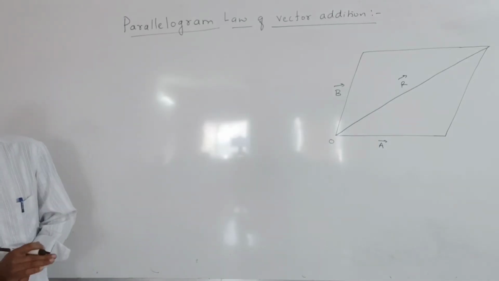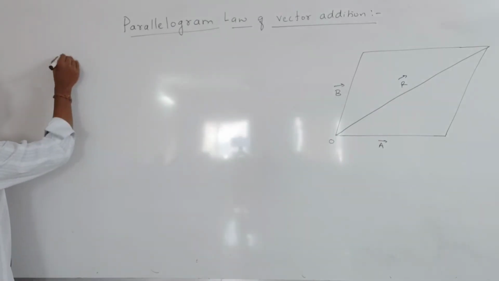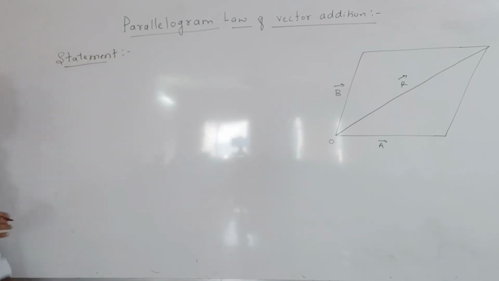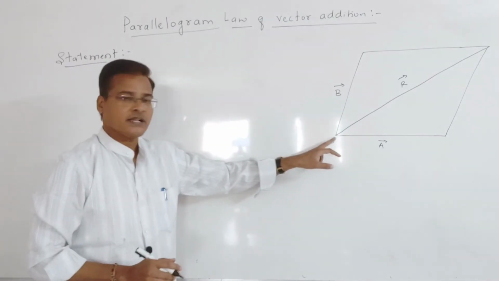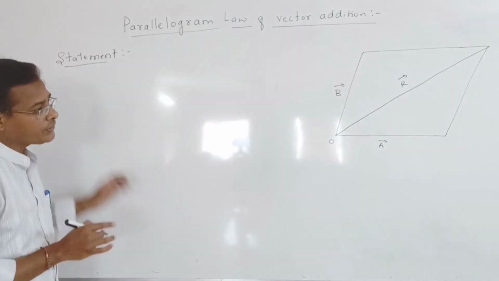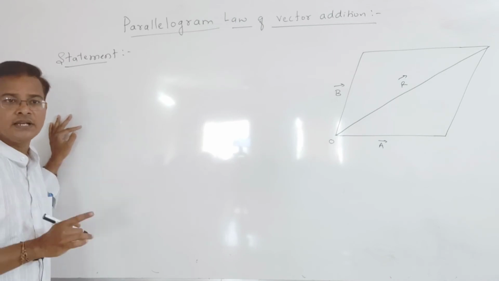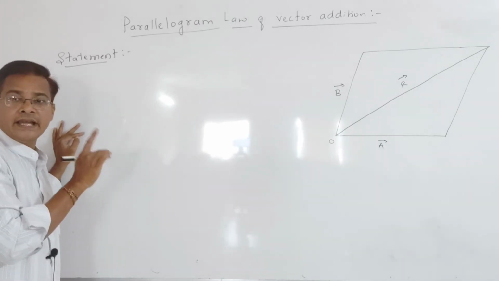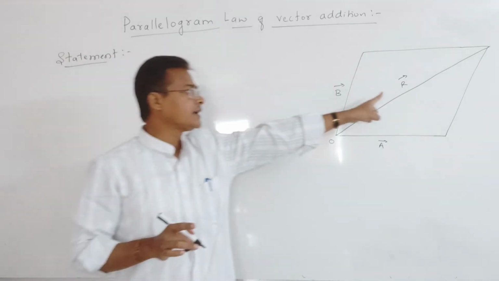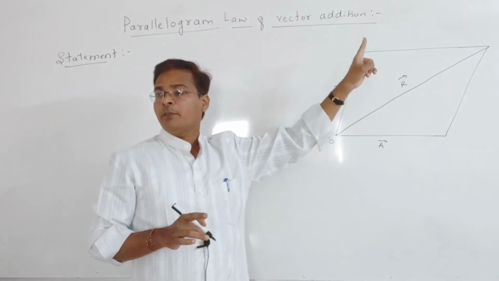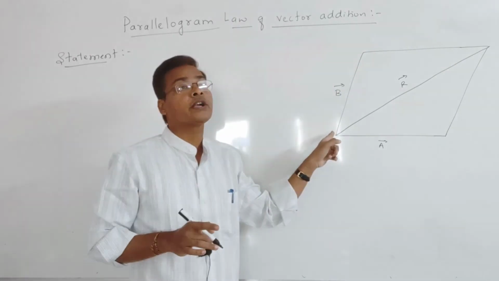Once again, let us see the statement. The statement is saying that if two vectors acting at a point are represented in magnitude and direction by the adjacent sides of a parallelogram, then their resultant vector is represented both in magnitude and direction by the diagonal of the parallelogram at that point. The same point we are considering here.